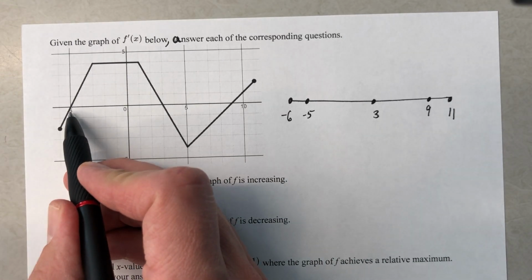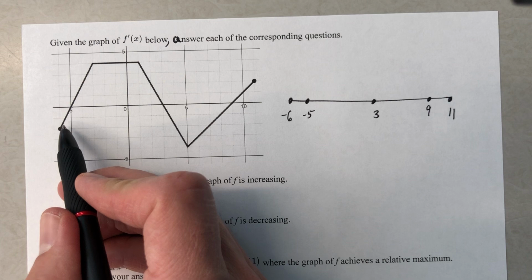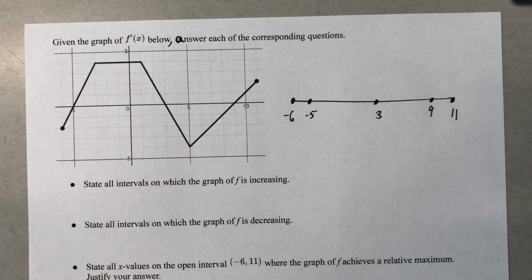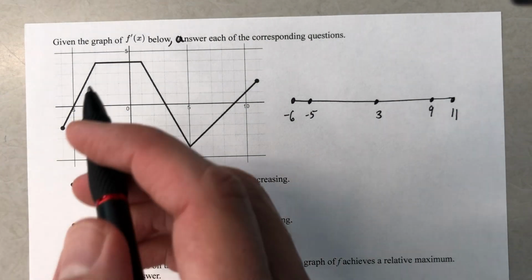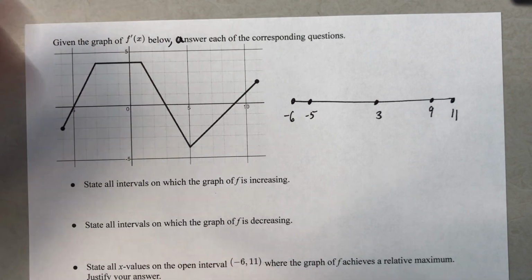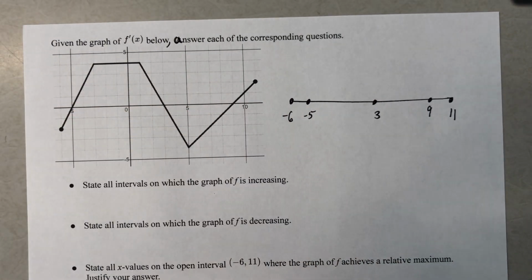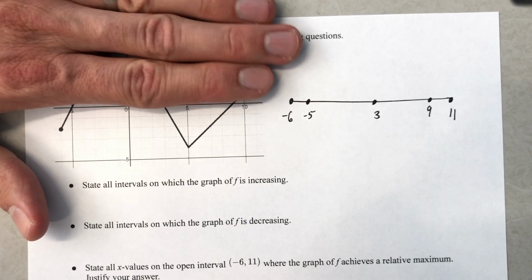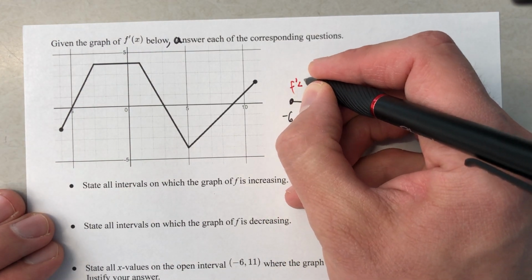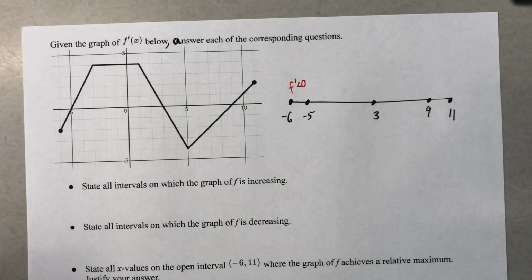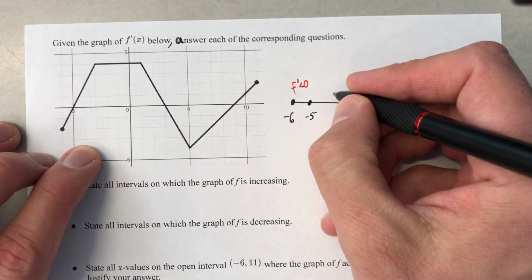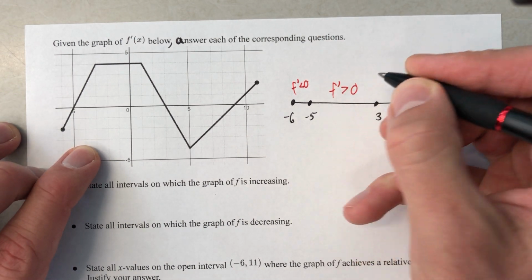Here, the derivative is negative. And I know you're looking at it saying, but the graph is going up. Yes, the graph is going up, but that's not what we're looking for. We are looking for where the derivative is positive, above the x-axis, or negative, below the x-axis. From -6 to -5, the derivative is negative. Increasing, but negative. From -5 to 3, the derivative is positive.